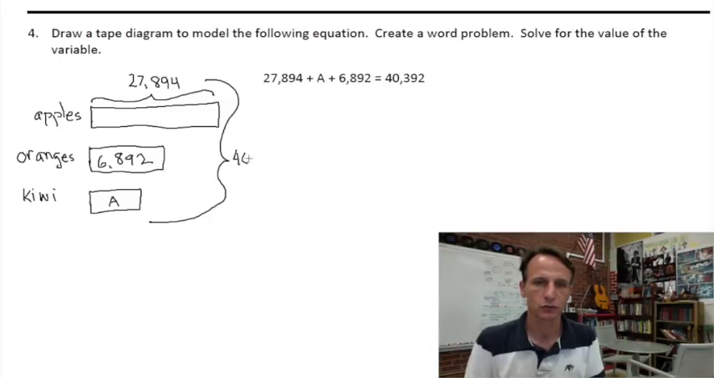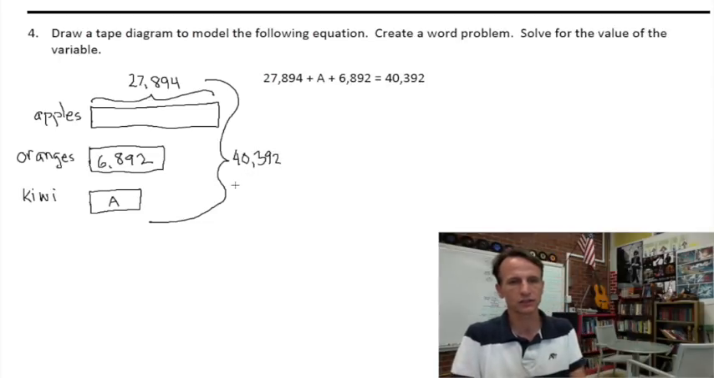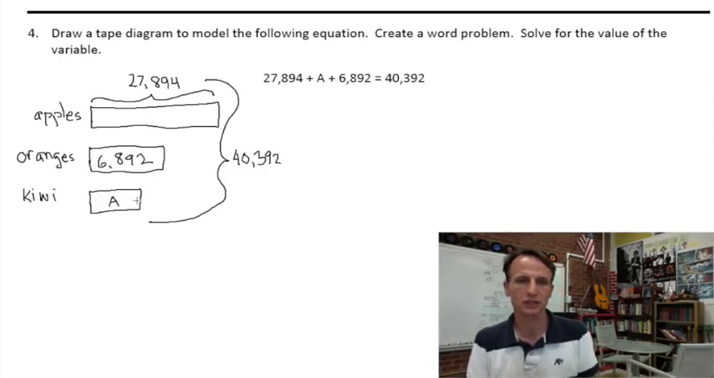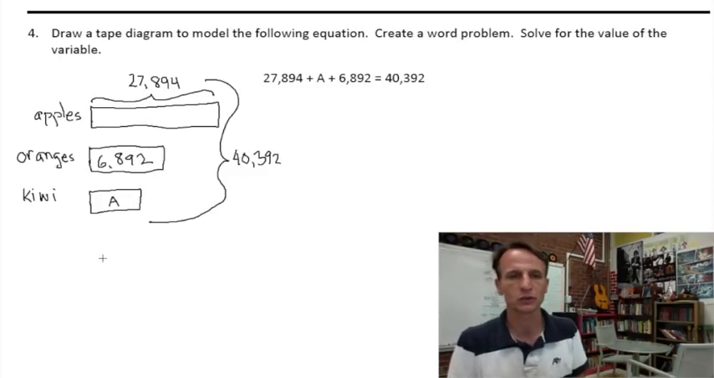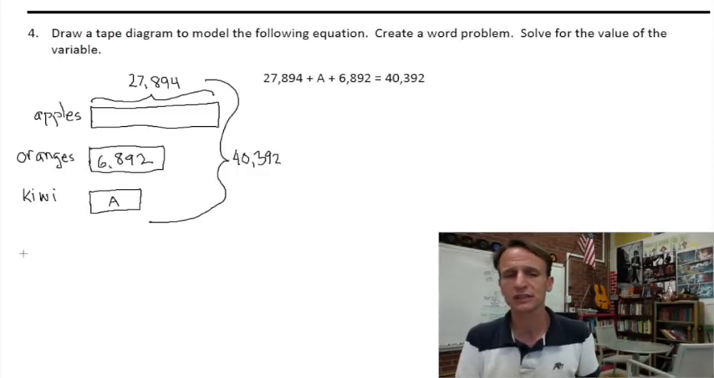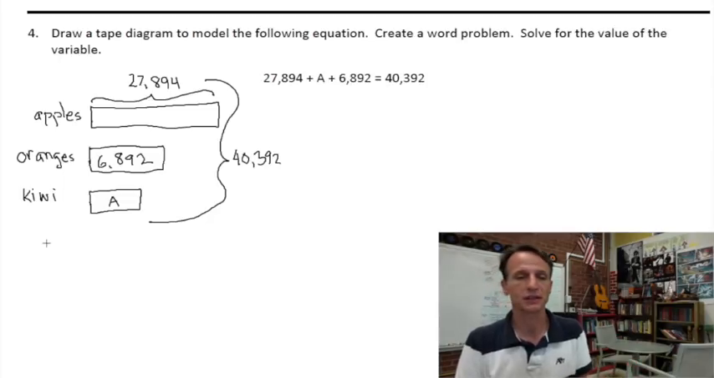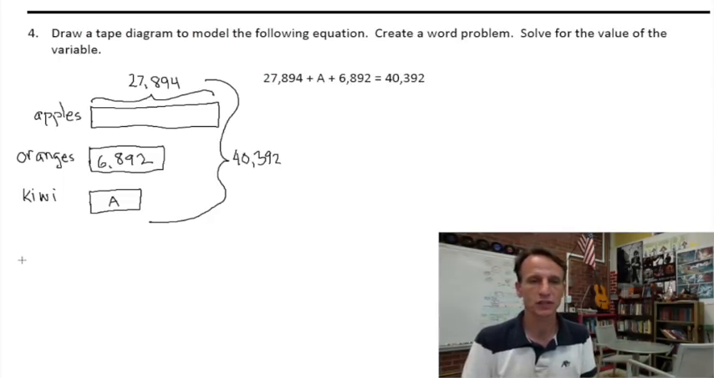Okay, 40,392 is everything all together. So we know apples, we know oranges, we're trying to find kiwi, we know the grand total. So you see how I say that this one is even a little bit easier. Let's do the math first. Maybe that'll help us to write the question.